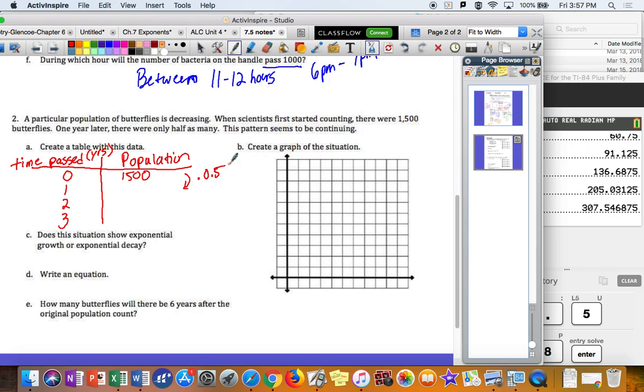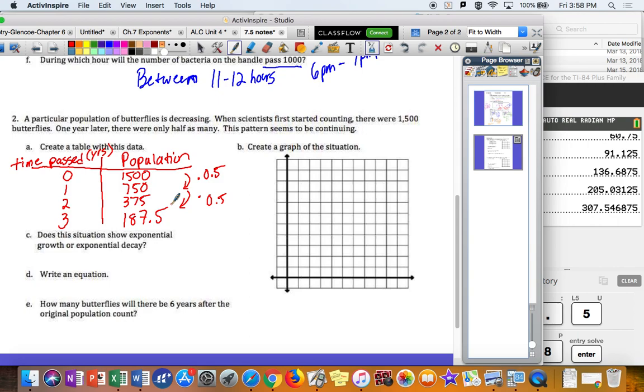So 1,500 times 1/2 would be half of 1,500, or 750. And then that times 1/2. Half of 750 is 375. Half of that, well, let's see, half of 375, 187 would be 374. So I think that's 187.5 then. I'm just going to start to do some mental math here. And I think we've got that right now.